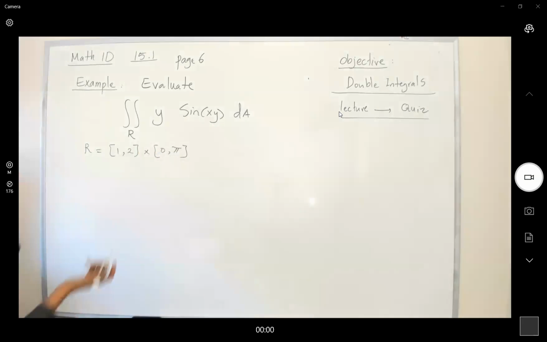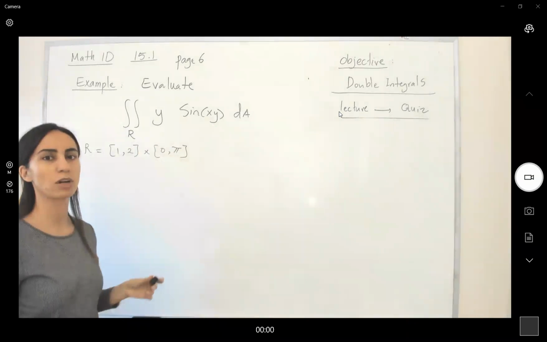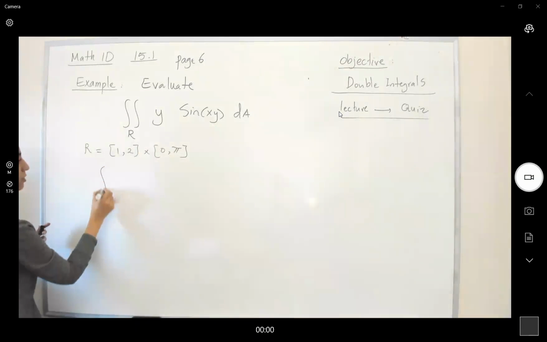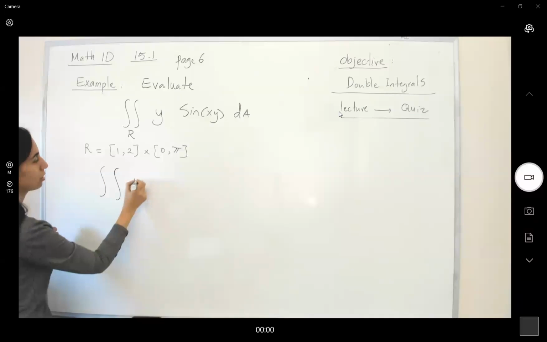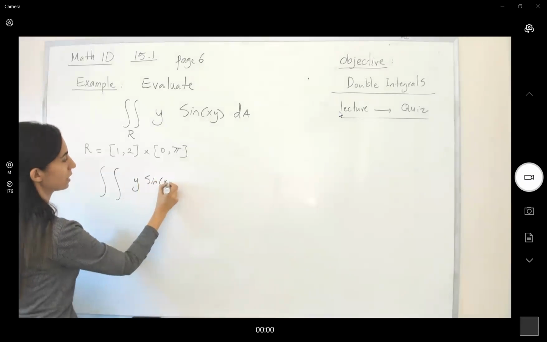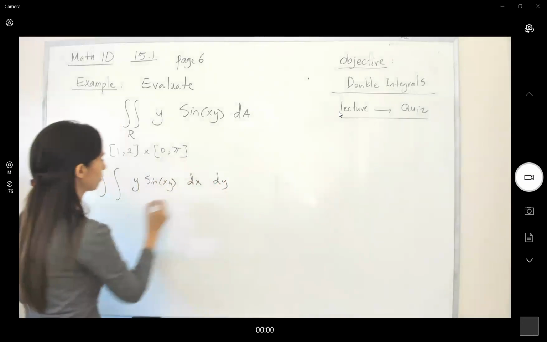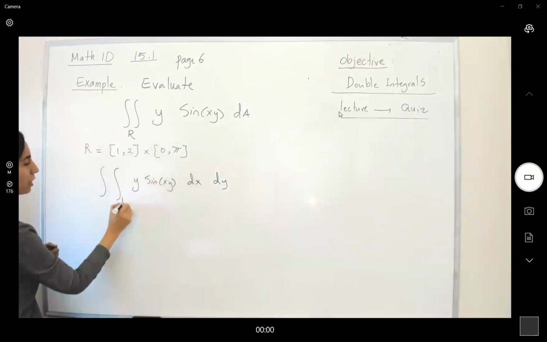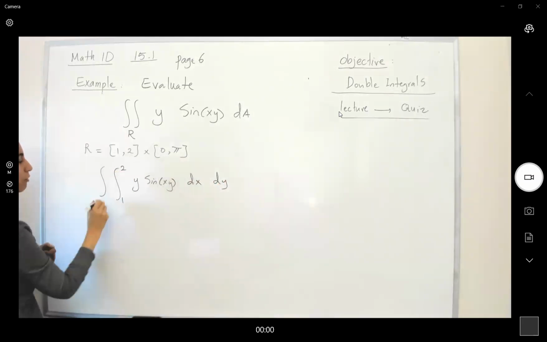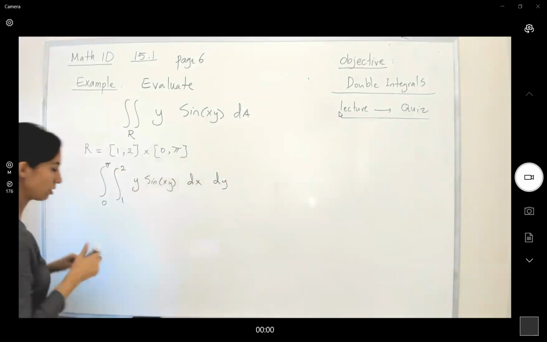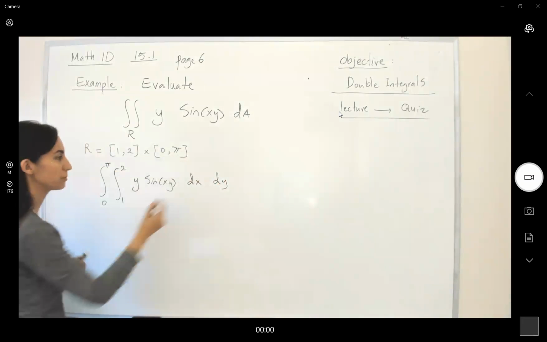Very well. So you might say that, hey, I want to start by taking the inner integral, y sine xy, with respect to x, then with respect to y. So I'm going to calculate my inner integral. My x ranges between 1 to 2. My y ranges between 0 to pi. So let's calculate the inner integral first. Here we go.